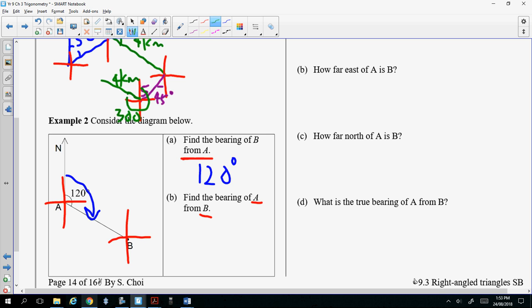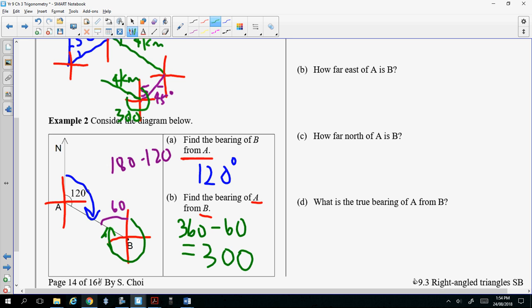Now you have to find this angle. How do I find this angle? Well, first find this angle: 180 minus 120 is 60, co-interior angles. And then how do I find the green angle? 60 minus 60. There's more than one way. What's your way? Well, if you continue the 120 degree line.